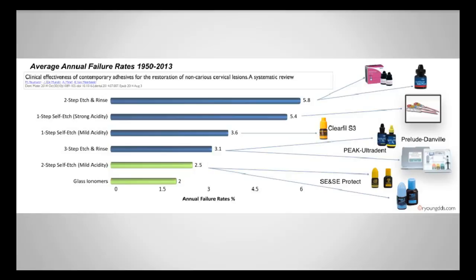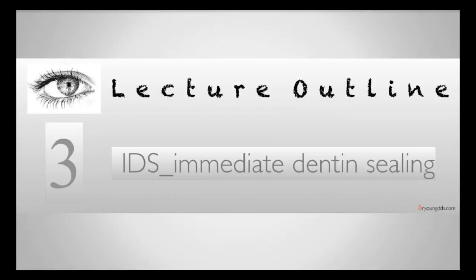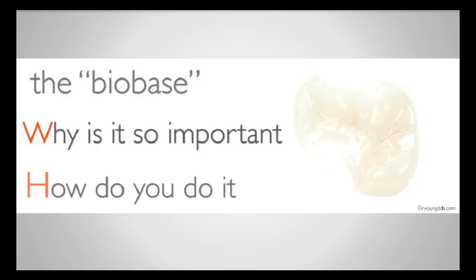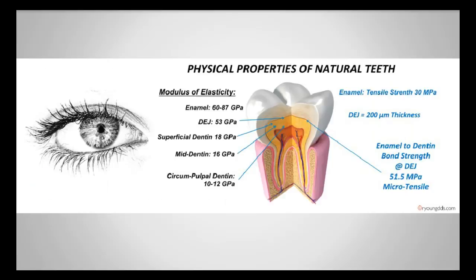So now let's talk about immediate dentin sealing. We have to touch bases very quickly on the biobase and why it is so important and how you do it. Well, when you look at a tooth, the physical properties of teeth are naturally functionally graded. And look at Dr. Milicich's research and discussions to understand more about this. But you have modulus of elasticity of teeth and tensile strength of teeth. Tensile is the pulling apart. Modulus is the flexing. And dentin has many different moduluses from the DEJ, superficial, mid, and pulpal dentin.